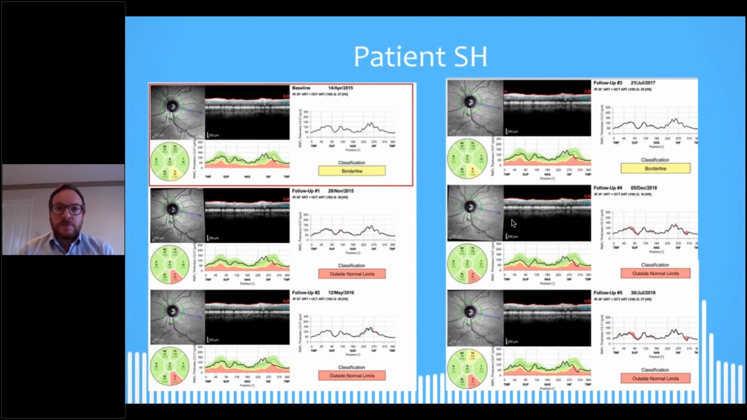Now, some of this is a little bit difficult. I don't expect you to see all of the numbers, but basically the baseline scan here is from the 14th of April 2015. At that point, this temporal superior, this temporal inferior wedge here was measuring at 94 microns, okay? By the time we get here to July 2019, that has reduced to 79 microns.